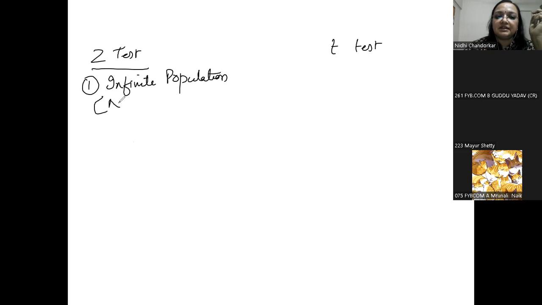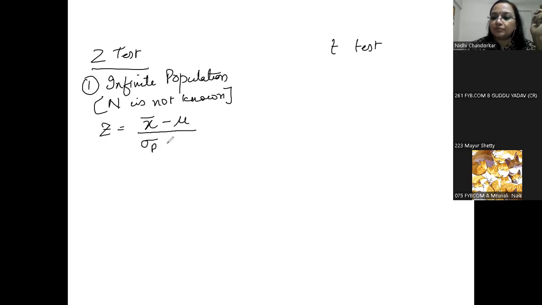Population size का symbol क्या था? N. So N is not known to us. So in such cases, we use the infinite population formula for Z. So Z is equal to, in such cases, mean of sample minus mean of population divided by standard deviation of the population upon square root of sample size. इस केस में हमें population size पता ही नहीं है, तो population size को हम use ही नहीं करेंगे.